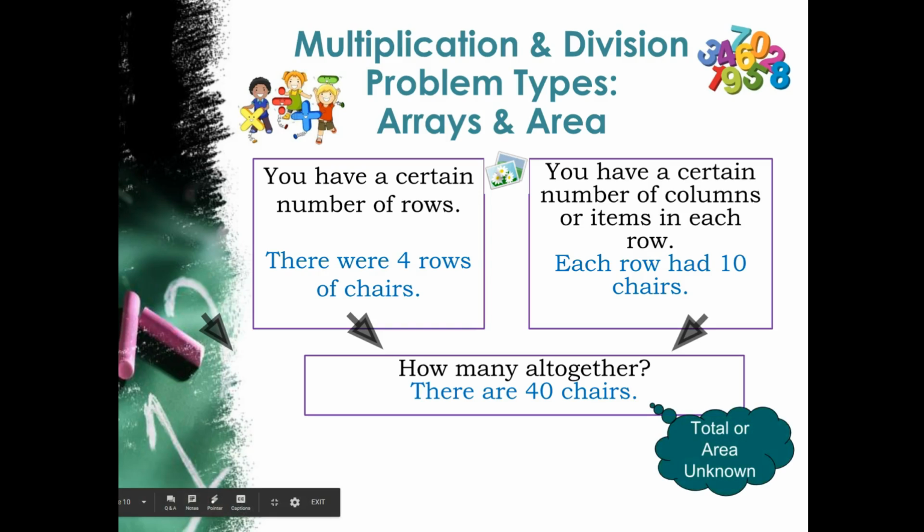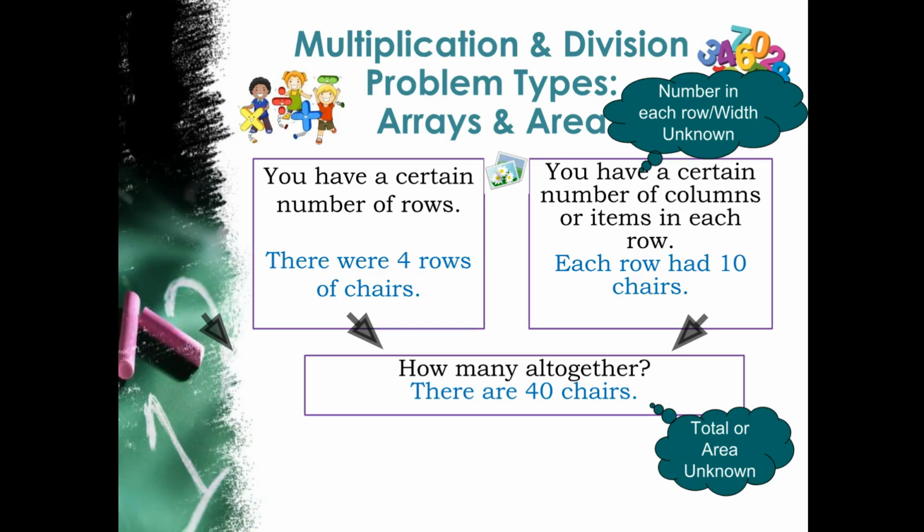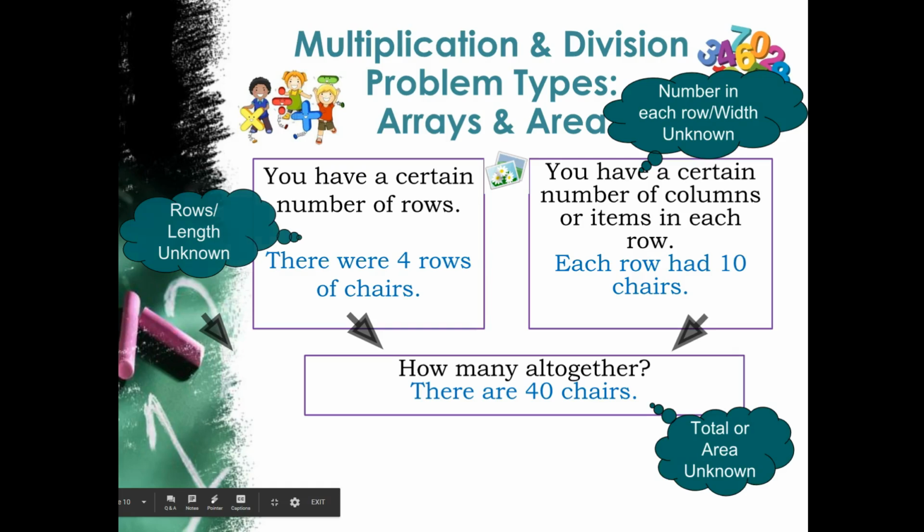The total unknown. There were 4 rows of chairs. Each row had 10 chairs. How many chairs were there altogether? The number in each row can be unknown. There were 4 rows of chairs. Each row had the same number of chairs. There were 40 chairs altogether. The number of rows can be unknown. Chairs were placed in equal rows. Each row had 10 chairs. There were 40 chairs in all. How many rows were there?